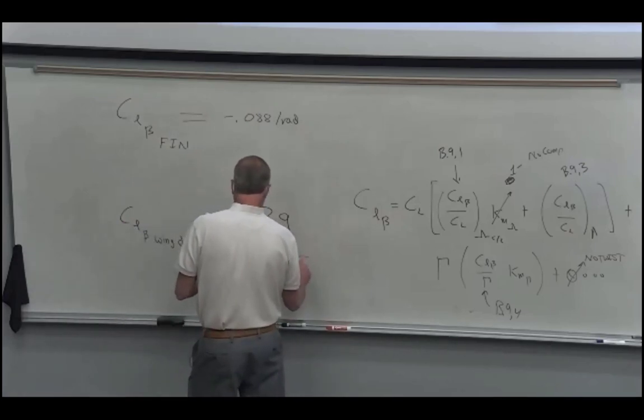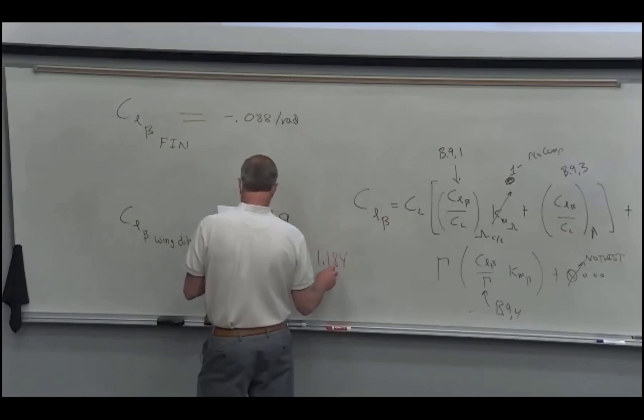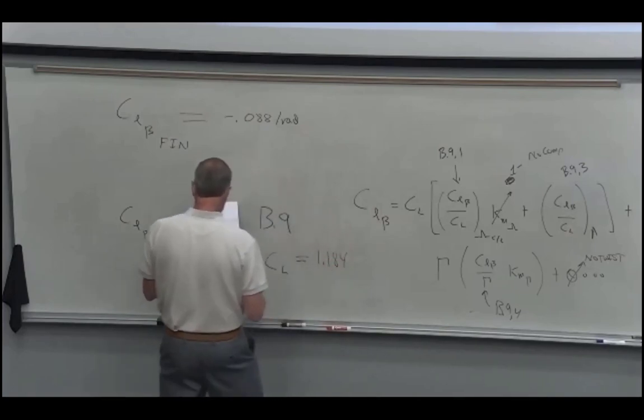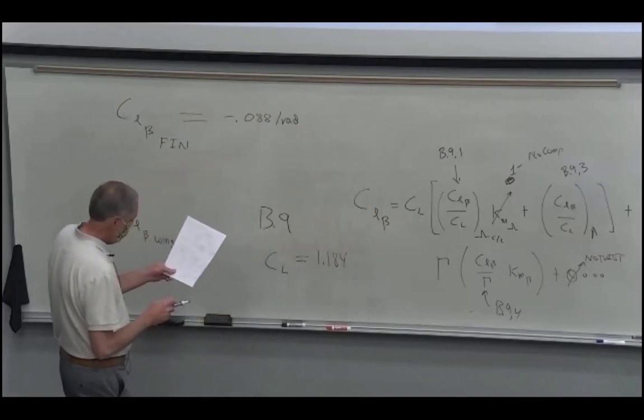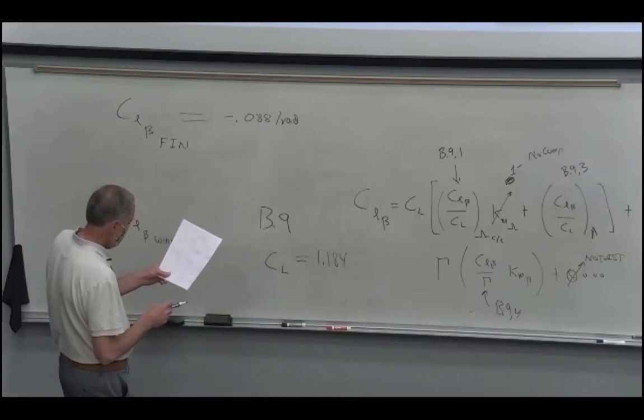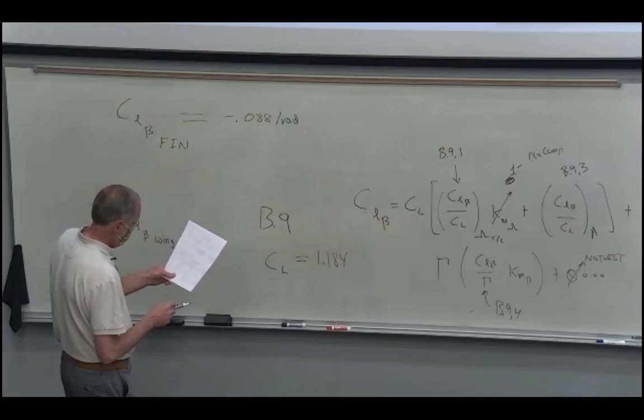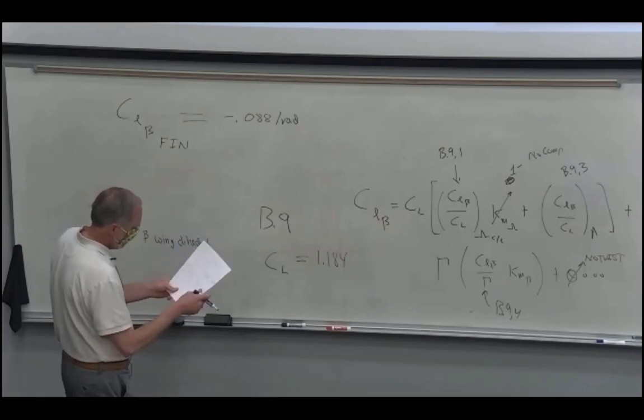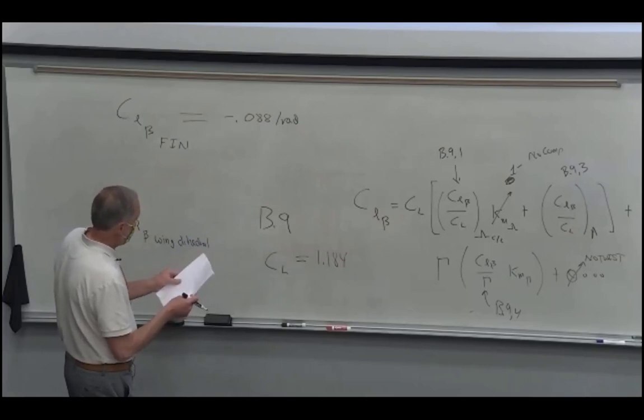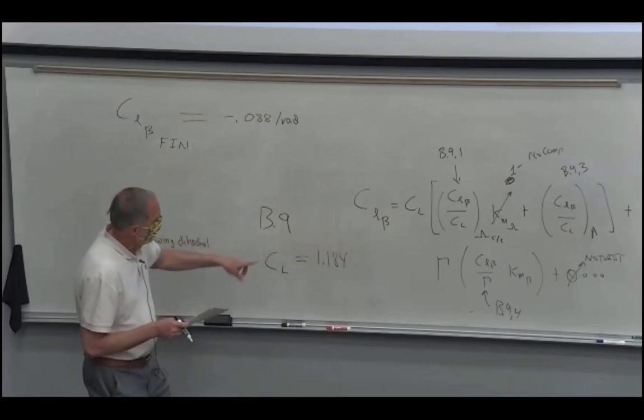Okay, so if you calculate CL, this is just CL trim, so you should get 1.1844 for the weight that I gave you there. Yeah, this is the low speed, 170, okay. So make sure you got that, because you're gonna have to multiply that there.